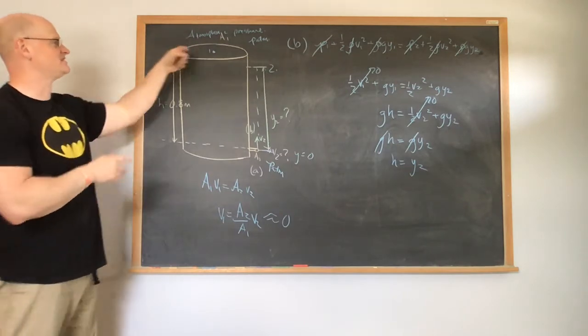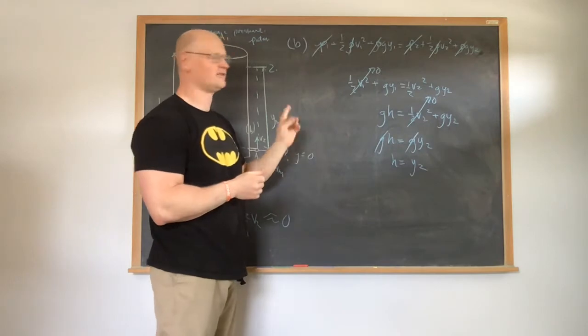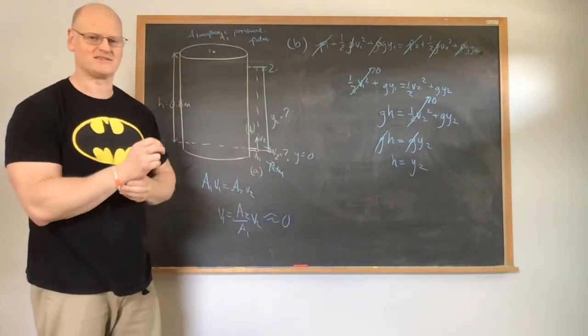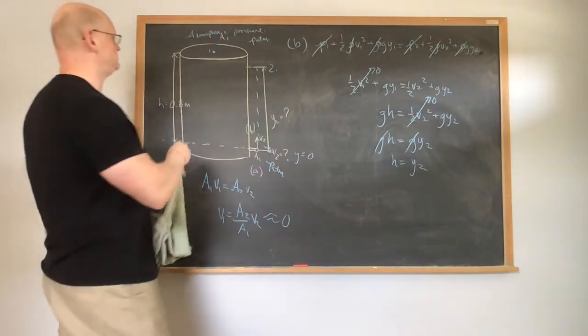But in this case, since it starts off with an initial velocity of 0 and ends with a final velocity of 0, those two heights have to be exactly the same. So let's do one more.